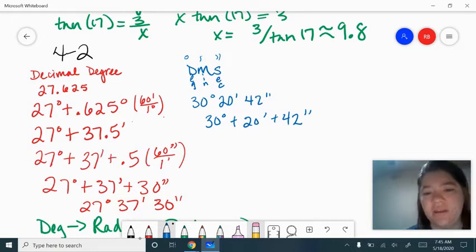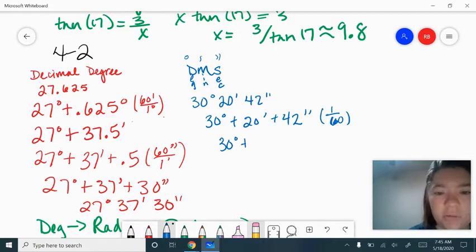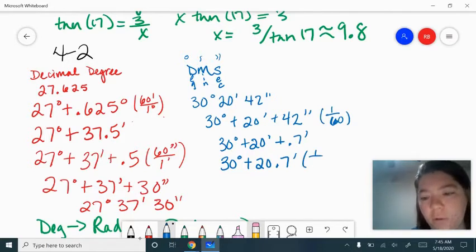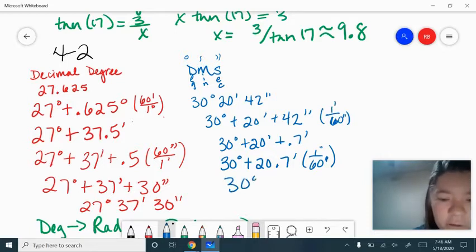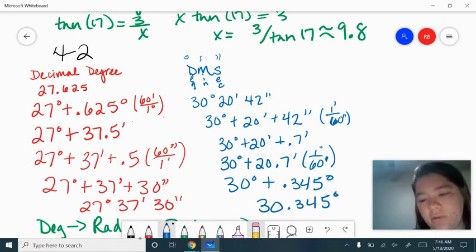Since seconds is the 60th of a minute, we're going to multiply by 1 over 60. And we get 30 degrees plus 20 minutes plus 0.7 minutes. So now we have 30 degrees plus 20.7 minutes. And we're going to multiply by 1 over 60 because 1 degree over 60 minutes. This was seconds and minutes. So 30 degrees plus 0.345 degrees, we get 30.345 degrees in the end.